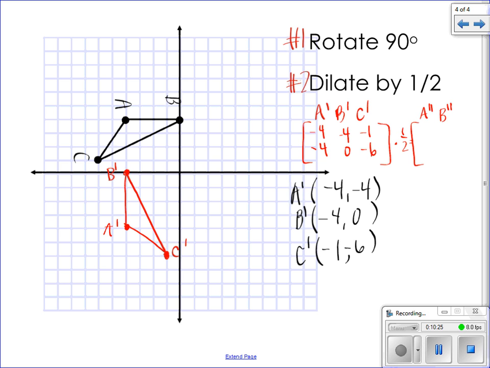So all of these get cut in half. So we're going to take all of those coordinates. Here's A double prime, B double prime, and C double prime. So we have the exact same triangle, it's just half the size. Questions? Yes, no?